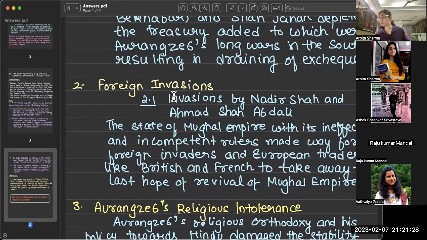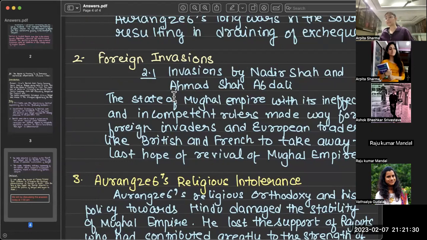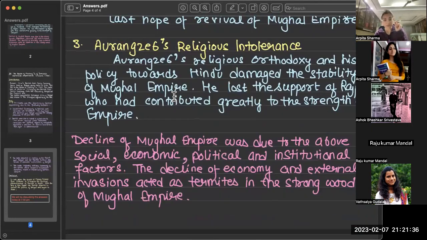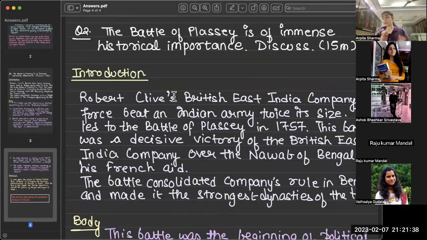Okay, in foreign invasion you can give the example of Ahmad Shah Abdali, Nadir Shah. These two examples you can give, because these are the worst invasions in the history of India, which weakened India from its very core. 40 times they invaded India. That is a huge number, right? Yes, you can just mention, no need to answer elaborately because you have limited space.